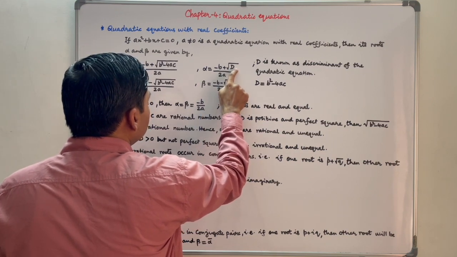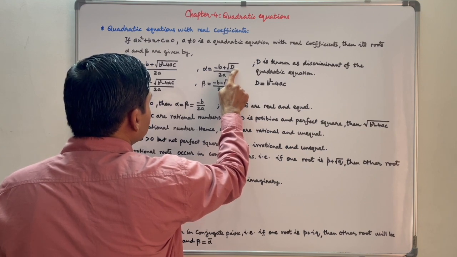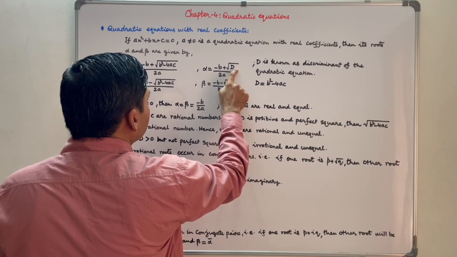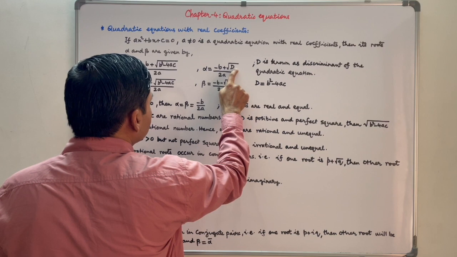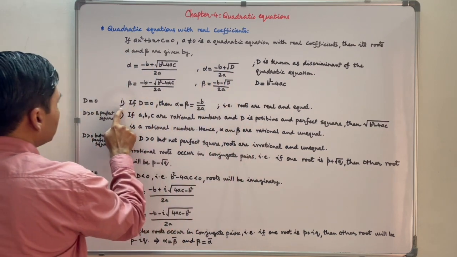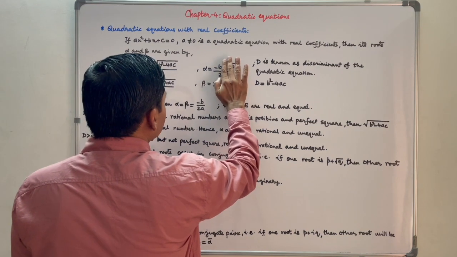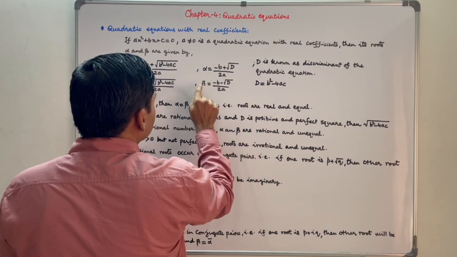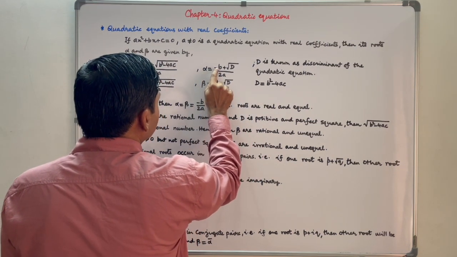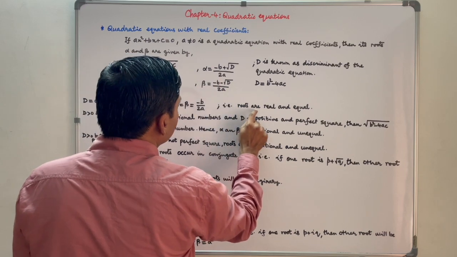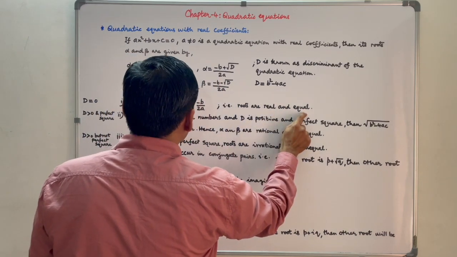Case 1 when D is equal to 0. Case 2 when D is greater than 0 and perfect square. Case 3 when D is greater than 0 but not perfect square. And case 4 when D is less than 0. Case 1 when D is equal to 0. So under root part will be 0. So alpha is equal to beta is equal to minus b by 2a. Roots will be real and equal.